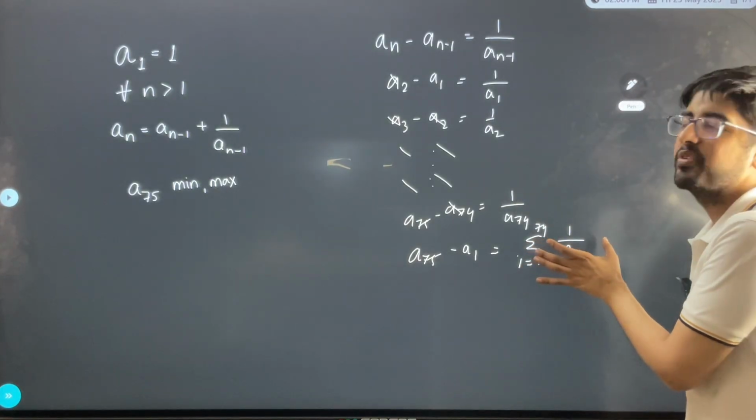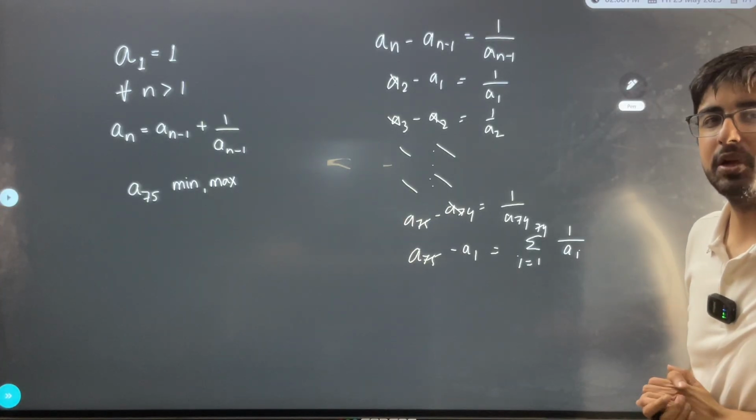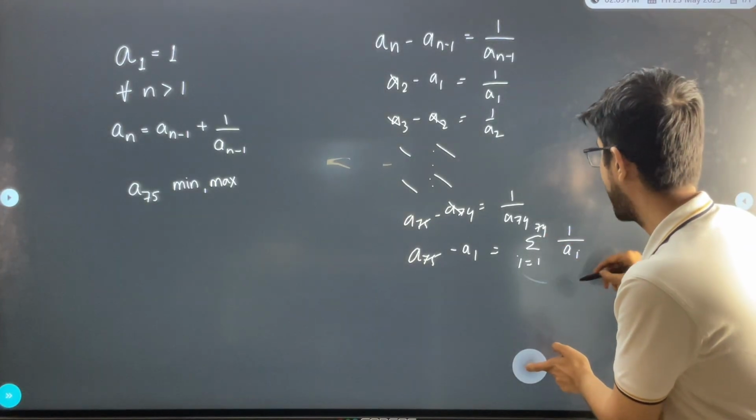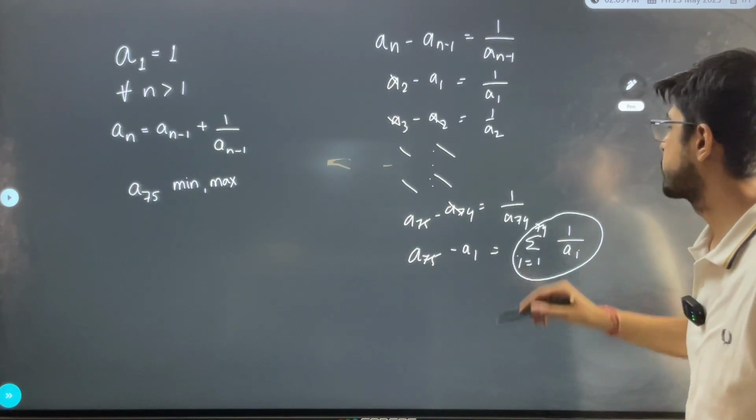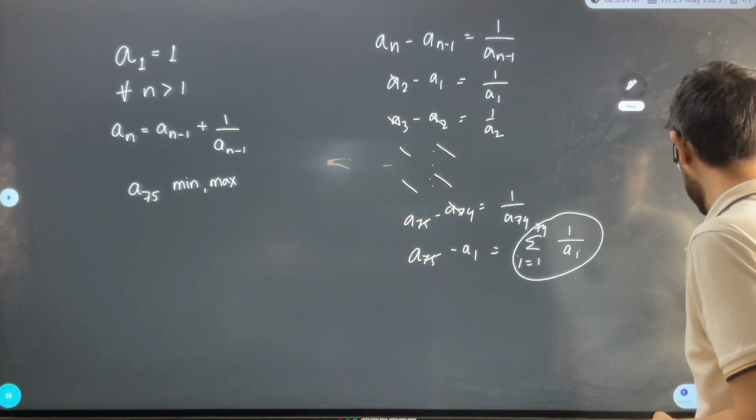Now, had we known this, the question would have been solved. Unfortunately, we don't, and this part is what is troubling us. How do we remove that part?